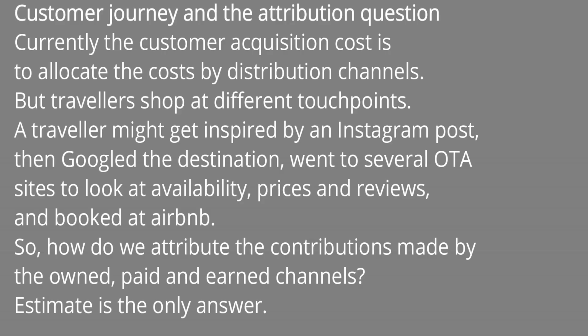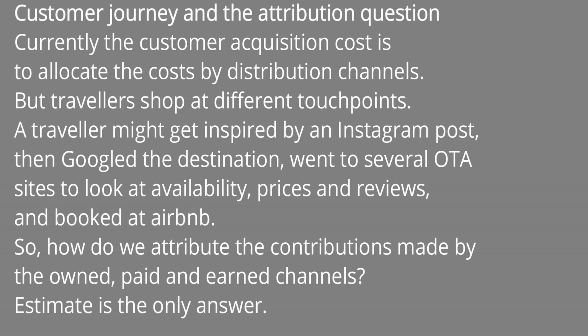Customer journey and the attribution cost. The current practice is to allocate the distribution cost, the OTA commission. However, travelers shop at different touch points. For example, a traveler sees a post of a friend and gets inspired by Instagram. Then he Googles the location to check if it is a nice location, can he go there? And then he hops onto an OTA to see the reviews, the cost, and the availability.